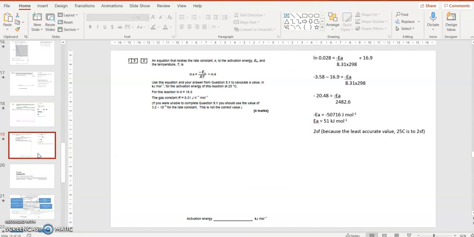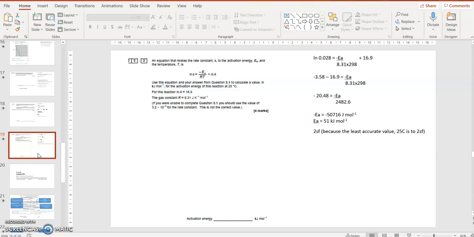Arrhenius, what's it actually asking you? Just to plug some numbers in. Remember, there are two kinds of Arrhenius question. They'll either get you to draw a graph of ln k over 1 over T, and the gradient is minus Ea over R. But in this case, they're just asking you to plug some numbers in. So they've given you k, they've even given you the ln k, so you have to do ln of 0.028, calculated on the natural log button, which equals minus Ea over R, which is 8.31.